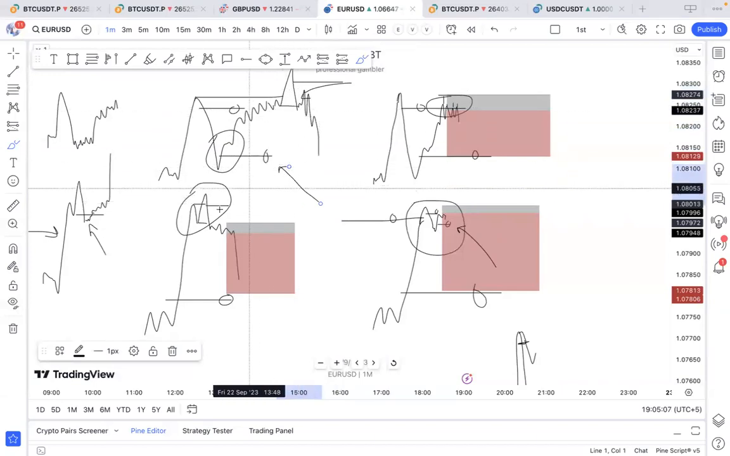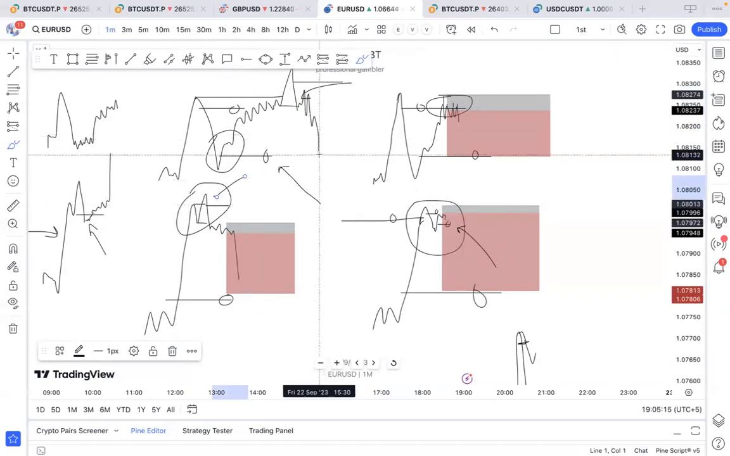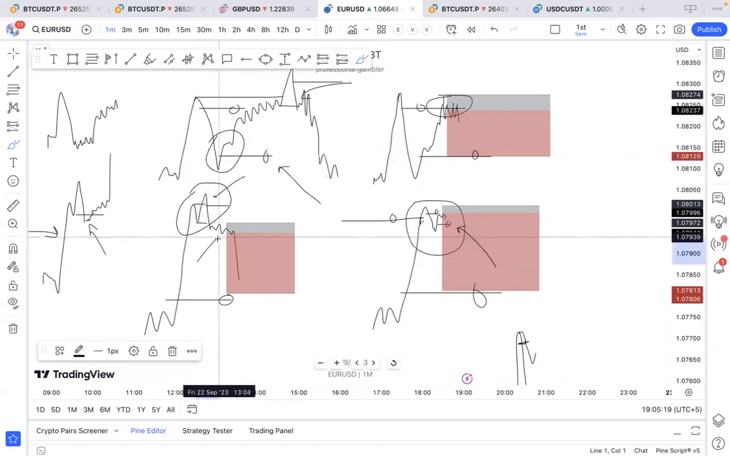Even if you miss the short at the highs here, right? Let's just say you miss the short at the SFP, you still have the opportunity to short at this place here. And that's just the weakness, right? Yeah, okay. All right, that makes sense.